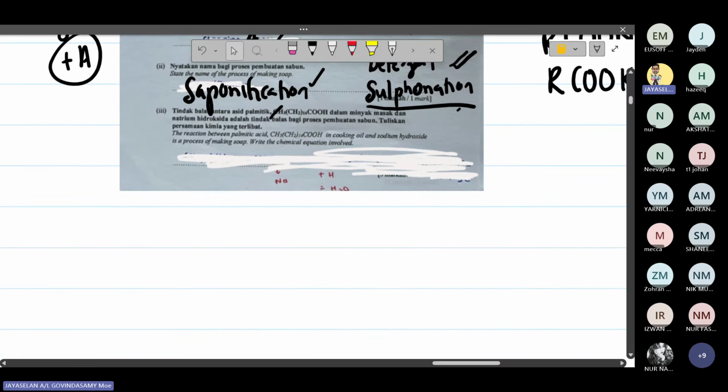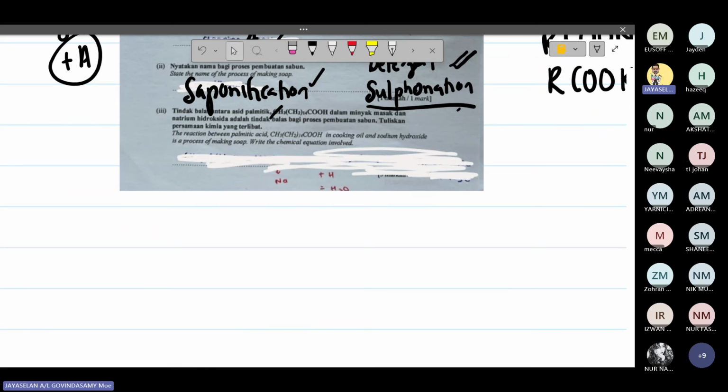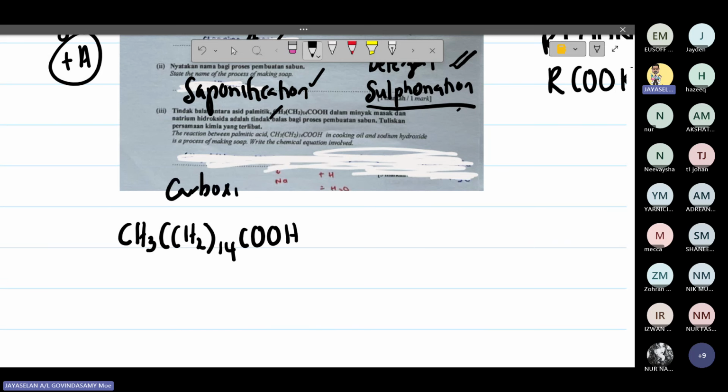Okay, now look at this question. We already practiced a lot. They give you words: palmitic acid. So I write palmitic acid, CH3 bracket CH2, close the bracket, there must be 14, COOH. This is what acid? Carboxylic acid. It ionizes at the back. Reacted with, look here, sodium hydroxide, NaOH.